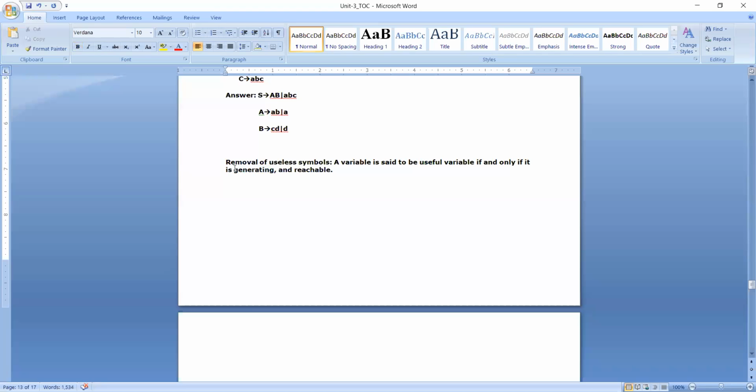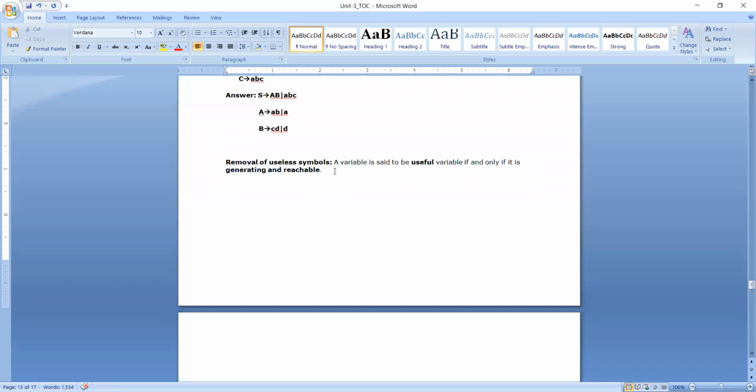Now please try to understand. When can we say some variable is a useful variable? When the variable is both generating and reachable. I have used the term "and" here, so it is mandatory that the variable you are calling a useful variable must be generating and must be reachable. These two conditions have to be satisfied.